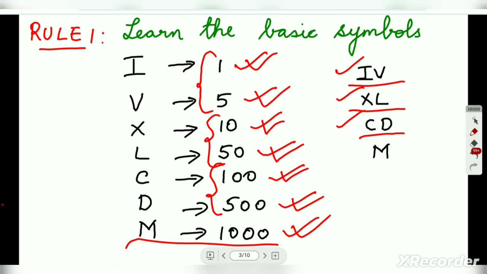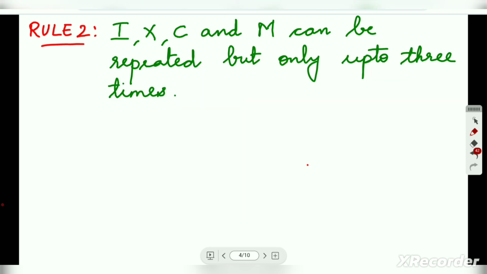So these symbols are the basics of the Roman numerals. So make sure you remember them well. So going forward to the next rule. Rule number 2. I, X, C and M can be repeated but only up to 3 times.